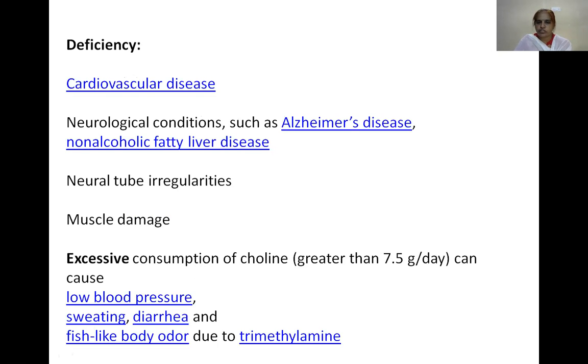If you see the deficiency of choline, neurological conditions such as Alzheimer's disease, non-alcoholic fatty liver, neural tube irregularities and muscle damage occur. When you consume it in excess, that means more than 7.5 grams per day, you can get low blood pressure, sweating, diarrhea, and a fish-like body odor. The fish-like body odor is mainly due to the presence of trimethylamine, that means the 3 methyl groups.